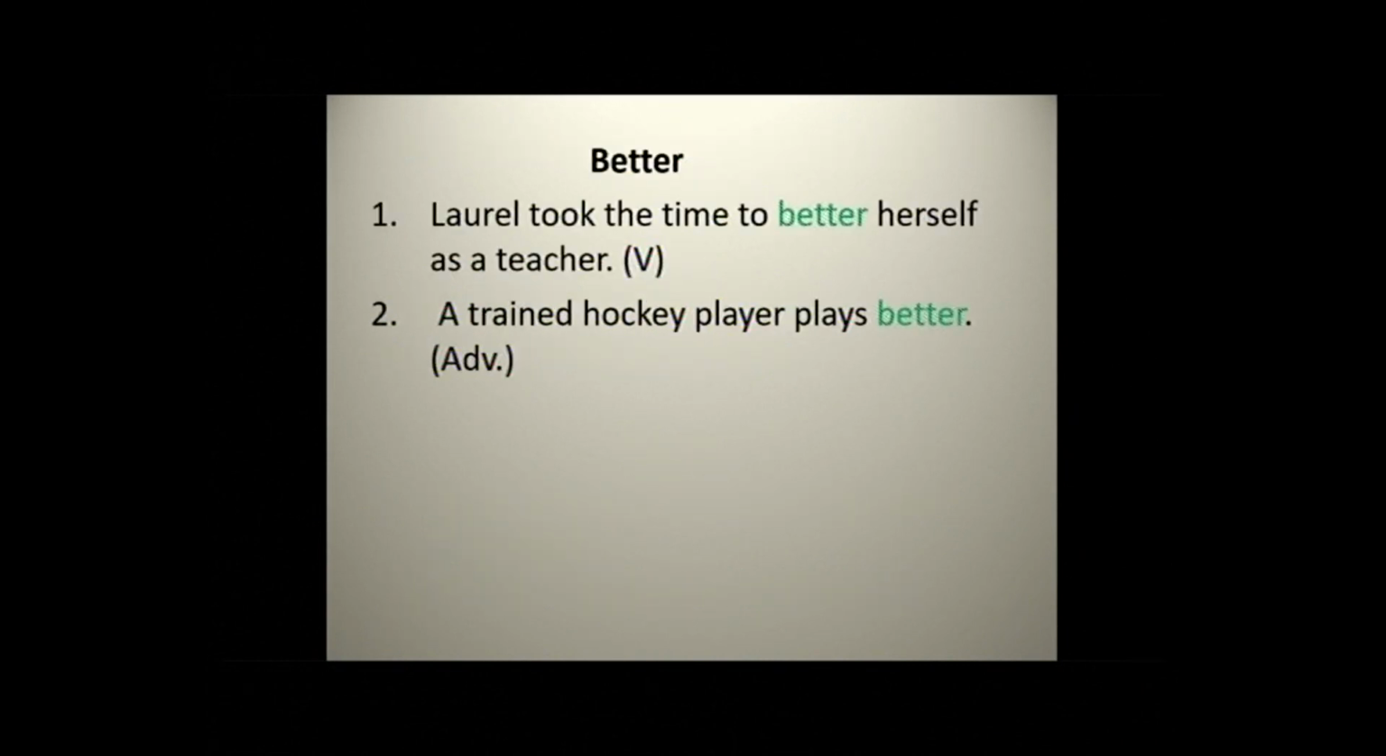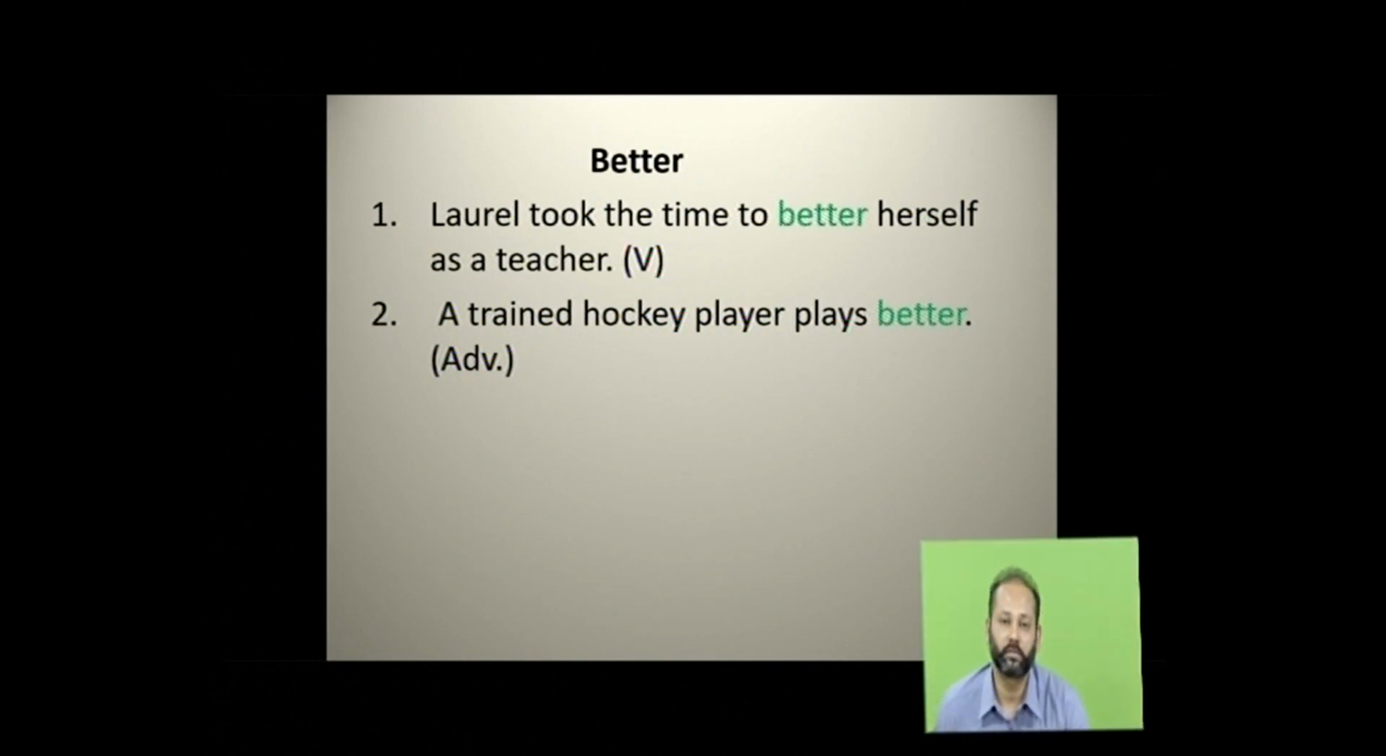Next is better. Laurel took the time to better herself as a teacher. This is a verb. Better. Then adverb: a trained hockey player plays better. So this is an adverb. How does the player play? Play is a verb, and then how? Plays better. So this was all about today's lecture. It was based on the use of the same word as a different part of speech. So students, I hope you understand this concept better.